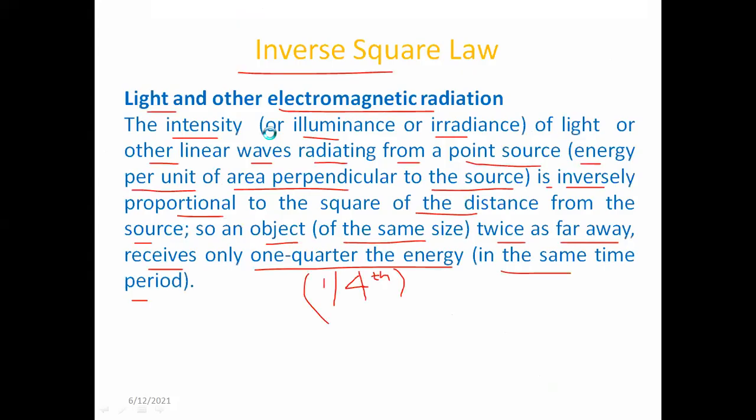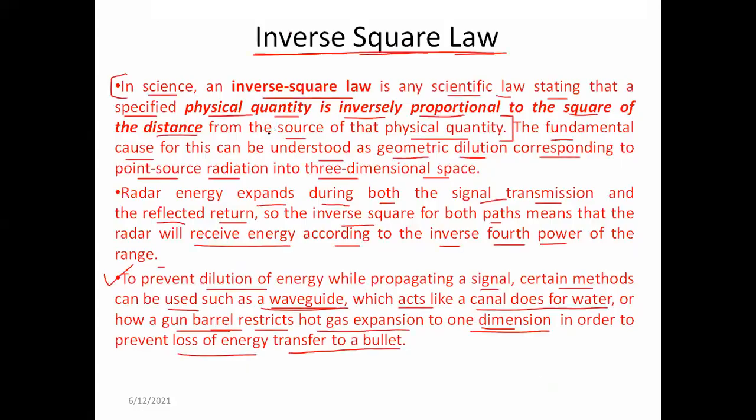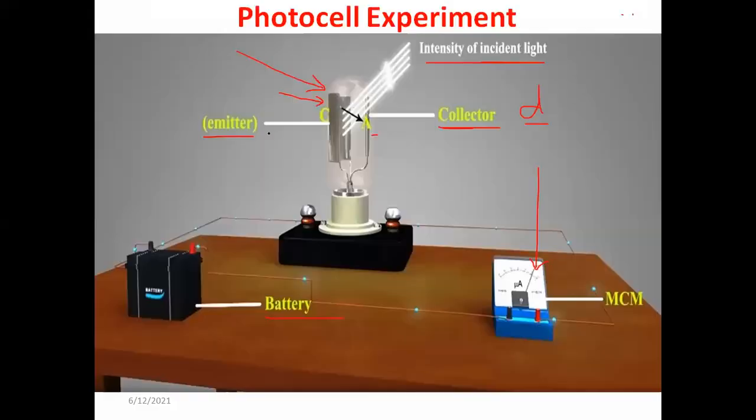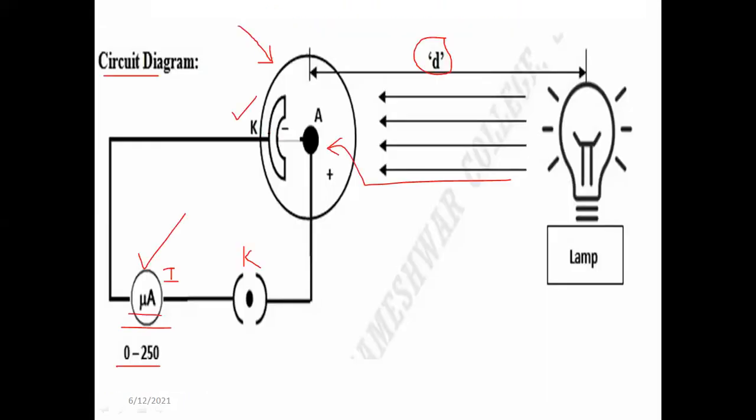Today we discussed two experiments. The first one is the photocell with laser, that is, the wavelength of the laser, and the second one is the photocell. After that, we shall discuss the next experiment in the next lecture. If you have any doubts, you can ask me.